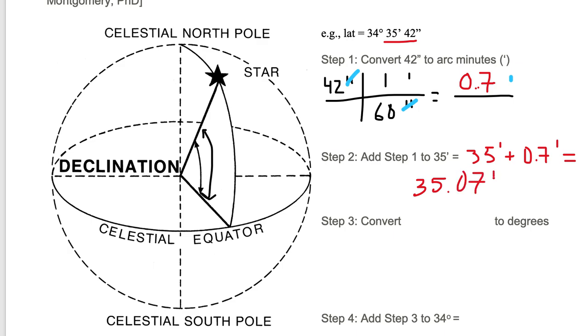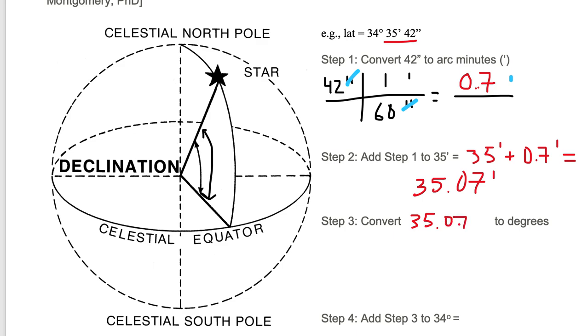So now, if we needed to, we could express the latitude of 34 degrees, 35 arc minutes, 42 arc seconds as 34 degrees and 35.07 arc minutes. But we don't want that. We want answers only in units of degrees, so we want to convert this 35.07 arc minutes into units of degrees.